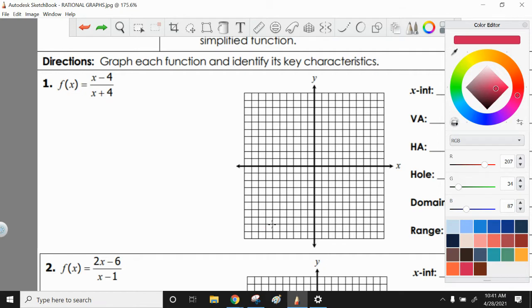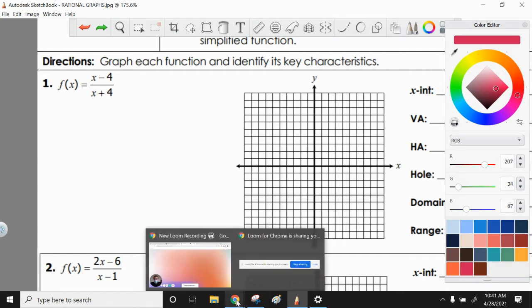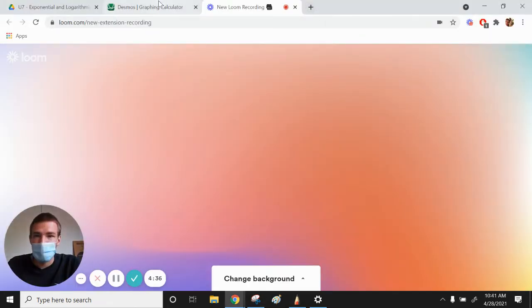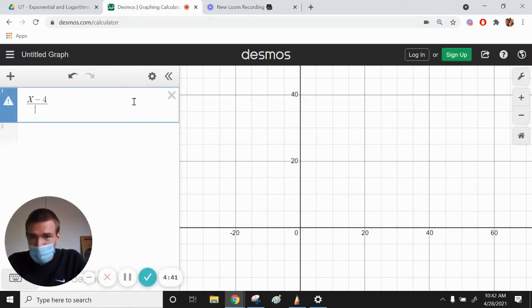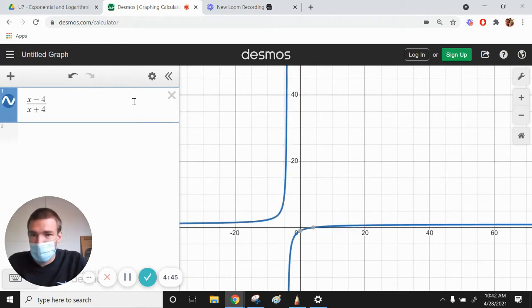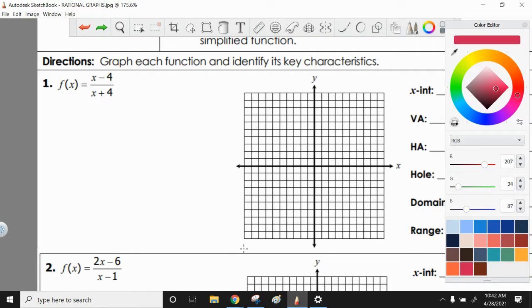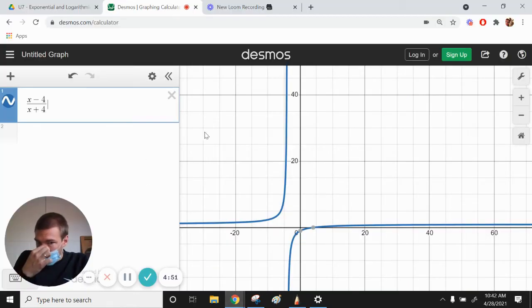So let's do that. I'm just going to go straight into Desmos and try this out. So going over to Desmos, I'm going to go ahead and make a fraction. I've got x minus 4 on top. I've got x plus 4 on bottom. Make sure that I got it right. It is a minus 4 on top, plus 4 on bottom. Perfect. And so here's my function.